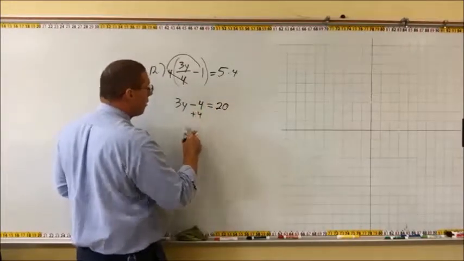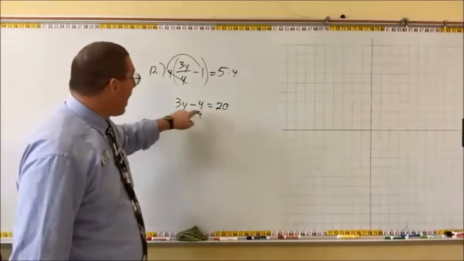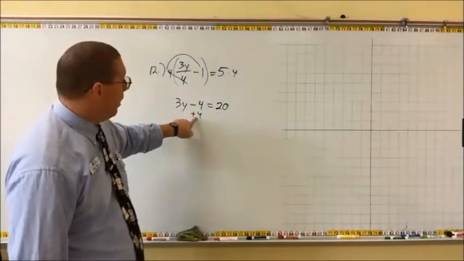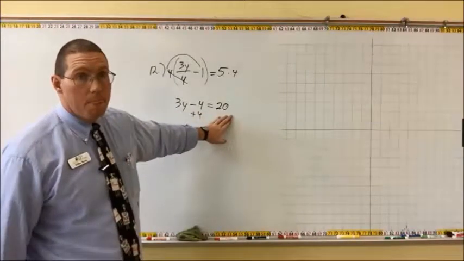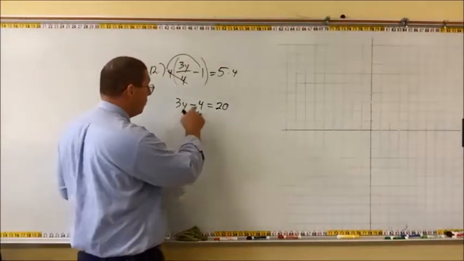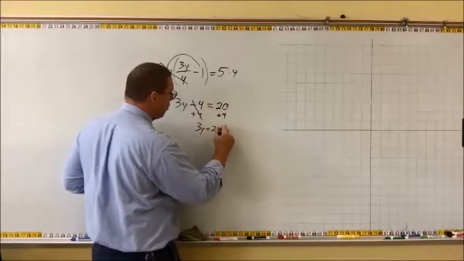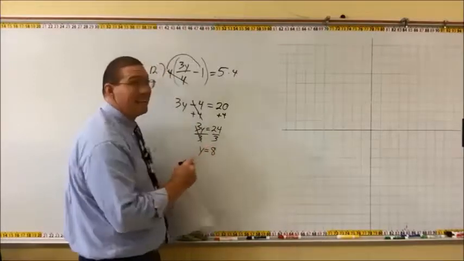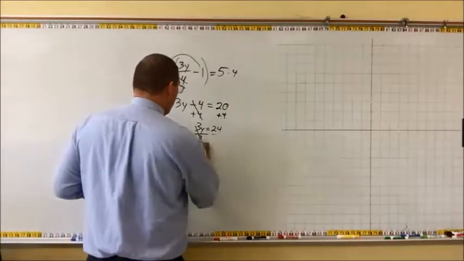Then we can add 4, and here's what they were doing. They had 3y here, they had 20 here, but they had minus 1 here. They did not distribute the 4. And therefore they added 1, and they got 21. Then when they divided by 3, they got y equals 7. But it's not y equals 7. This has to be a 4. Add 4, and we get 3y equals 24. Divide by 3, and we get y equals 8. Not 7. Okay? All right, let's go on to number 13.